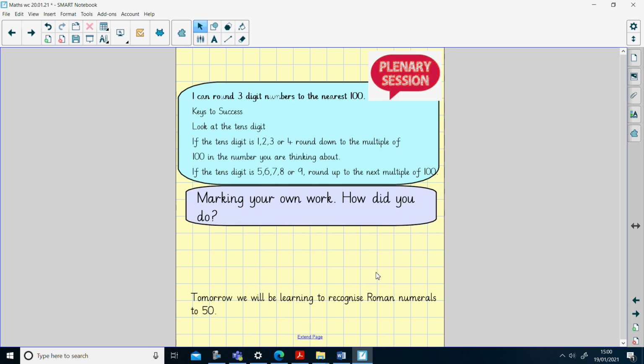Okay, so today we were rounding 3-digit numbers to the nearest 100. We needed to look at the tens digit and then follow the rounding rule that if that number is a 1, 2, 3 or 4, we round down, and if that was a 5, 6, 7, 8 or 9, we round up. Hopefully you've marked your own work as you have gone through.